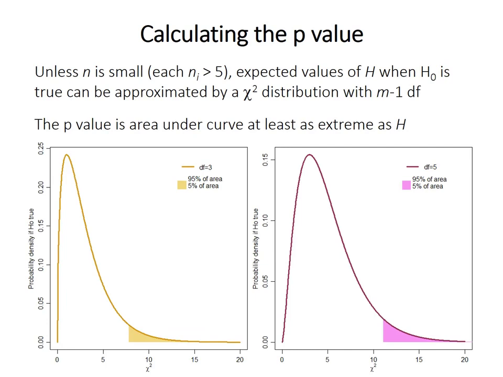So unless you have quite small sample sizes, small being like 5 or less, which is very small, the expected values for the H statistic, if the null hypothesis is true, come from a statistical distribution called the chi-squared distribution. The degrees of freedom for this distribution are the number of samples minus 1, which I've written as m minus 1. So the p-value is therefore the area under the chi-squared probability density function curve for values at least as extreme as the observed H statistic.